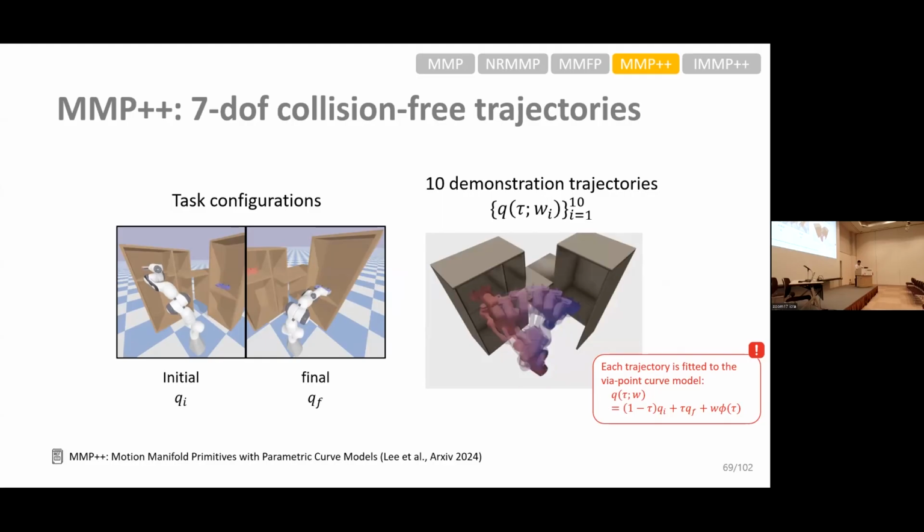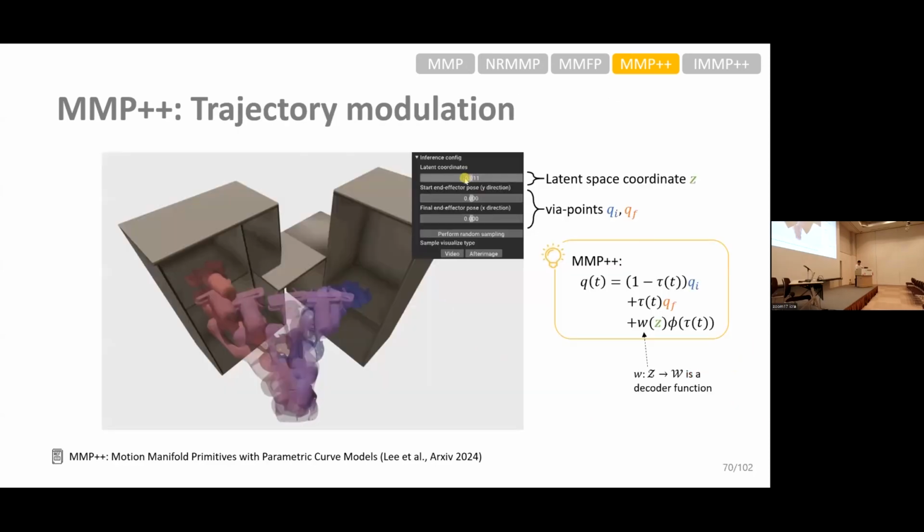Again, we've trained MMP with the curve parameters W. Here's the outcome of the training. First, by adjusting the latent coordinate value z, we can smoothly transform the trajectory along a one-dimensional motion manifold. Additionally, we have the ability to adjust the via points. This allows for changes to just initial or final configurations while roughly maintaining the trajectory's shape. This is possible thanks to the inductive biases of the via point curve model.